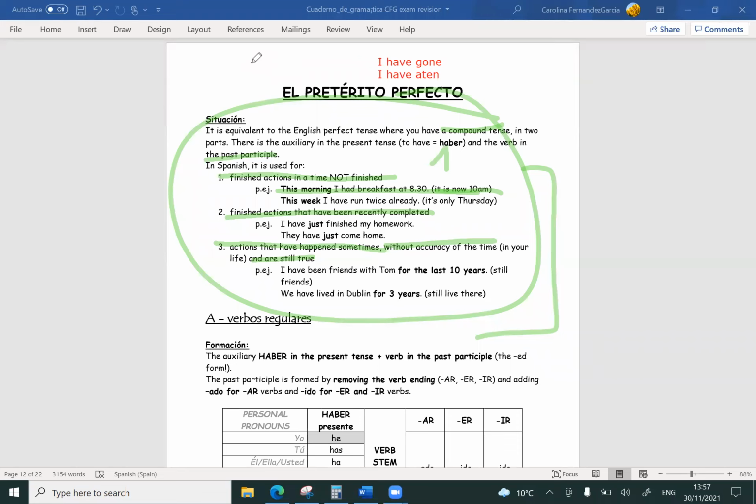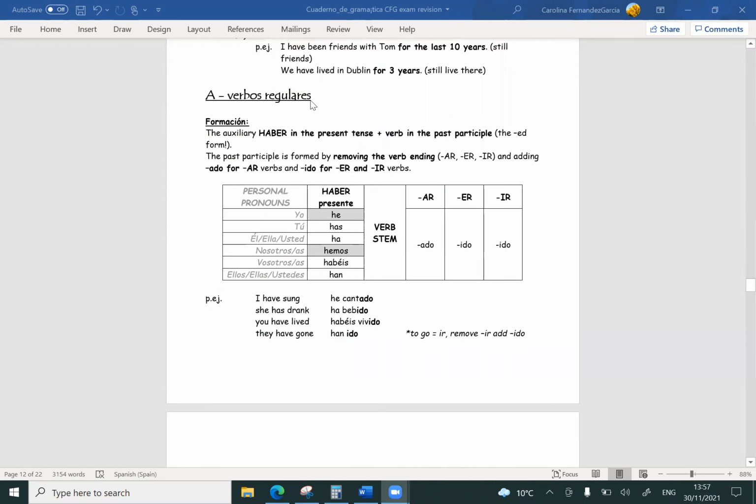So how do we form it? Let's start with the regular verbs. So the regular verbs here, we have two parts, the verb haber and the ado, ido. So what we do is we need the verb haber, which is the equivalent to, in English, I have eaten, I have gone, I have. We have to make sure we don't translate that as tener. And this one is eaten. It's the second bit called past participle.